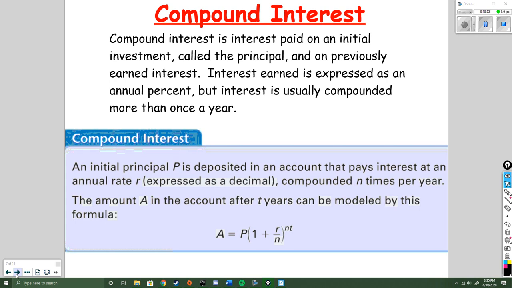So initial principal P is deposited in an account that pays interest at an annual rate R expressed as a decimal, compounded n times per year. The amount A in the account after T years can be modeled by this formula. So A equals P times the quantity 1 plus R on N to the NT power. So N is the number of times it's being compounded per year. That's something that we're going to consider when we get to this next example.